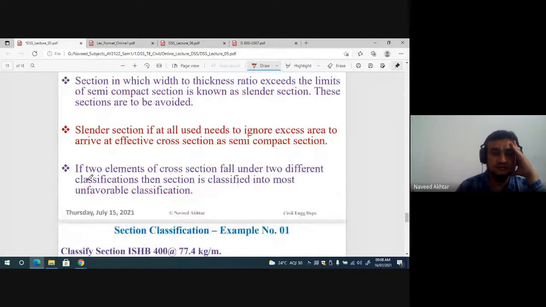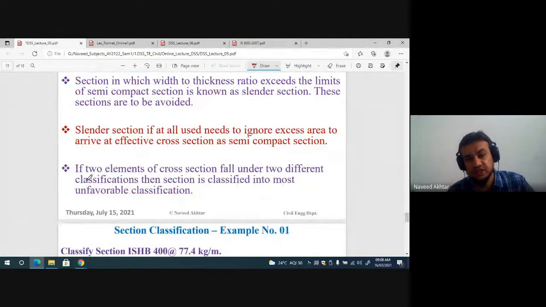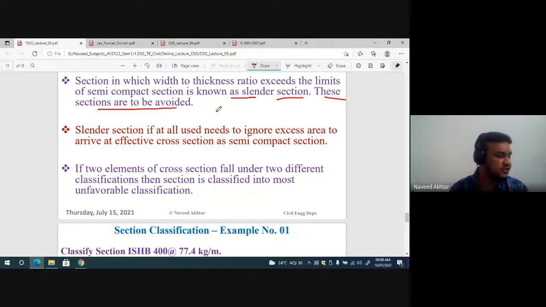Similarly, a section whose unit width-thickness ratio exceeds the limits of a semi-compact section is known as a slender section, and these sections are to be avoided. So in the design of your steel structure, generally we are avoiding the slender section. Why are we avoiding the slender section? Because the slender section fails too early, before yielding.